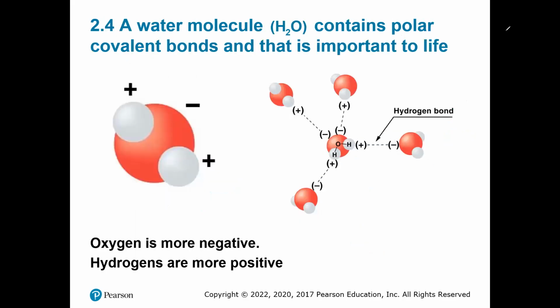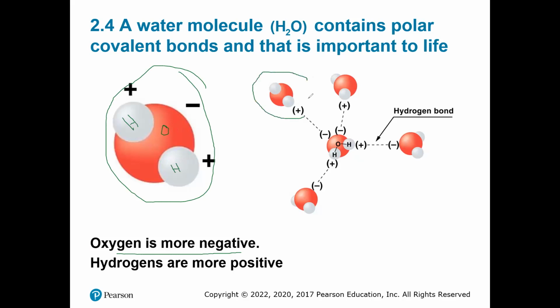So this picture is trying to show you a water molecule. This is oxygen, and these are hydrogens, just so you remember. The oxygen becomes more negative, and the hydrogens become more positive. So if you have a whole bunch of those, this is a water molecule, this is a water molecule, it's a water molecule.